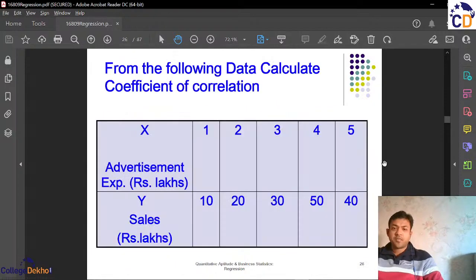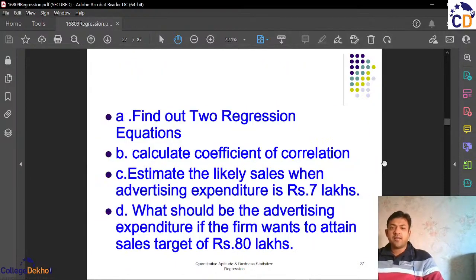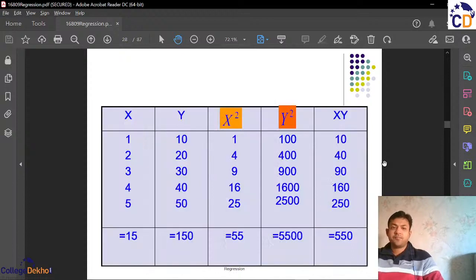Let's say in this question they have asked for the value of the likely sales when the advertising expenditure is 7 lakhs. So sales would be the value of y and expenditure would be the value of x. So when we put the value of x as 7 in the regression equation, we'll get a particular value of y. That value of y becomes my answer.